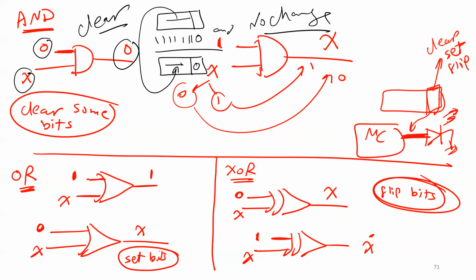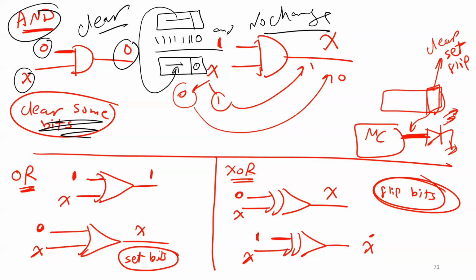Again, what I'm explaining here, guys, is why AND is used if you want to clear some bits. Because as you see here, if you put 0, you clear the bit. If you put 1, no change. And this is exactly what I want to do: some bits no change, some bits I want to clear. That's why this one is used if you want to clear.